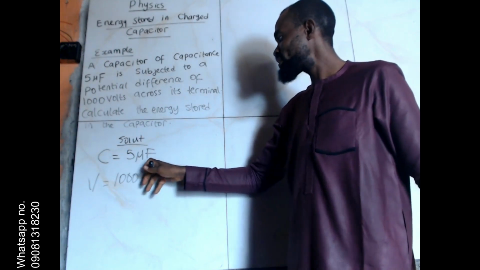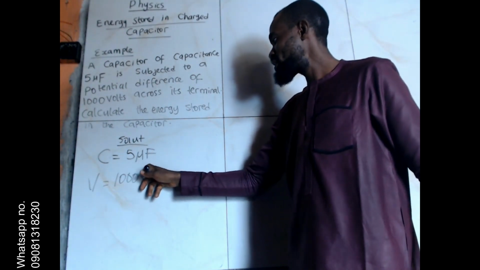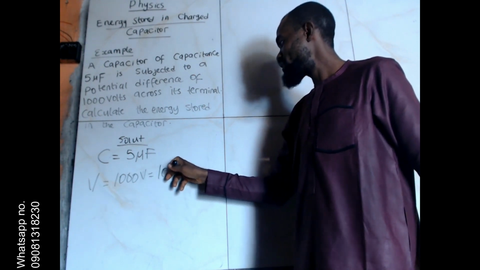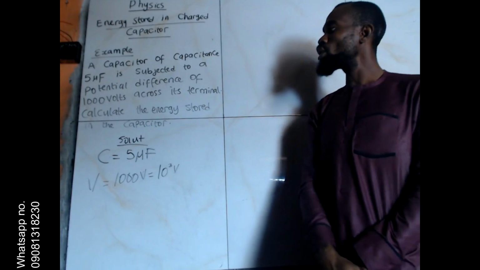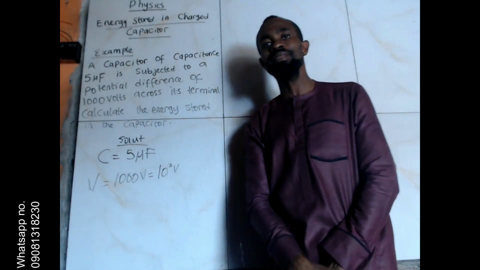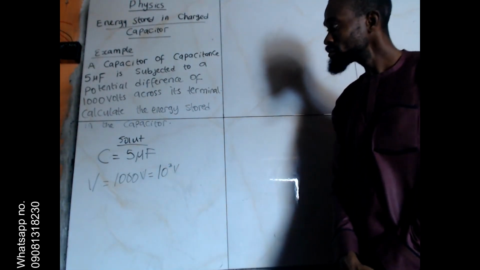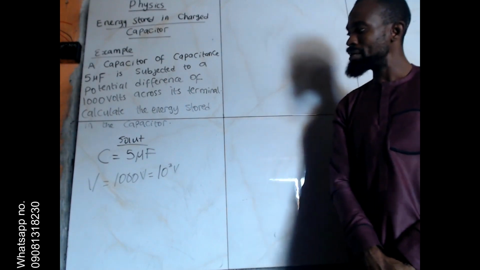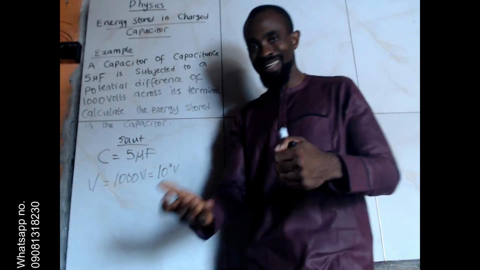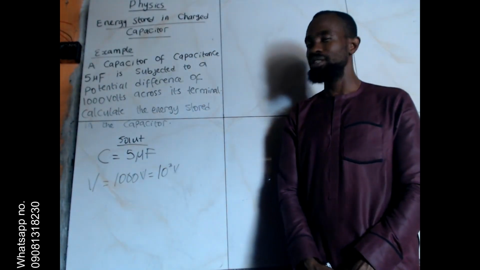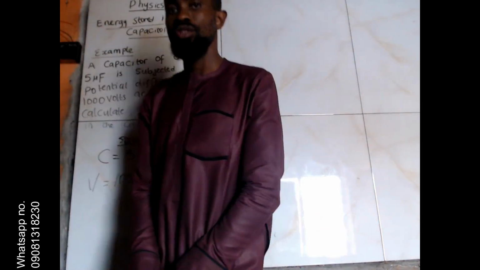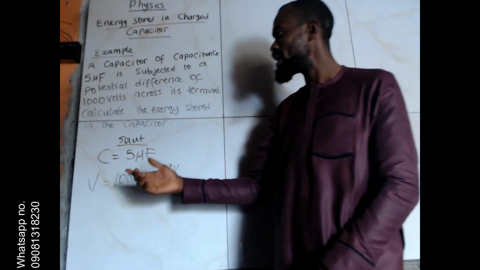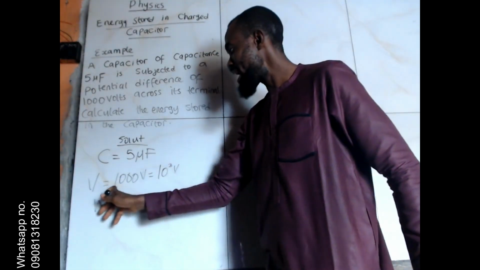I can put it in standard form, which would now be 10 raised to power 3 V. Now it says across its terminals, calculate the energy stored in the capacitor. Because of the only two parameters we have, which formula out of the three are we going to use in calculating the energy stored in the capacitor? Obviously, W equals half CV squared, because of the only two parameters we are given.